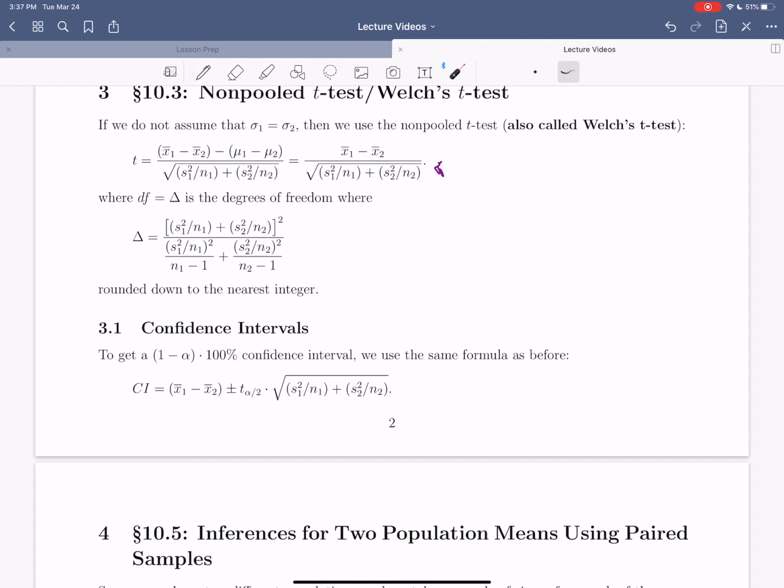You can again do confidence intervals. The formula is identical. Okay, so not much to say there. So that's how you get confidence intervals for the non-pooled t-test. And that's really all I wanted to say about those two.